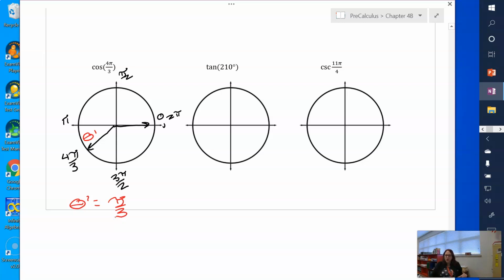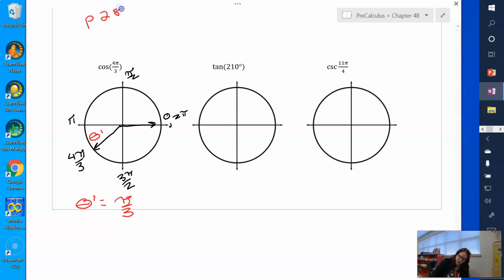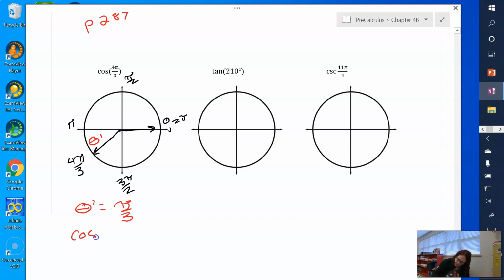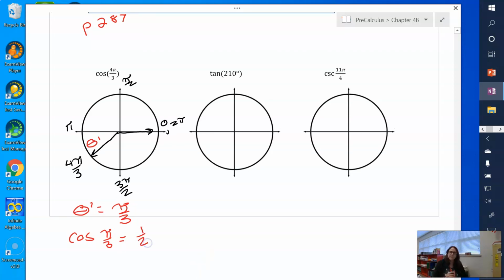So now to find the cosine of 4 pi over 3, I'm going to find the cosine of pi over 3. And you can look in your book, on page 287 is a chart, and it tells me that the cosine of pi over 3 equals 1/2. Now, which quadrant is this angle in? It's in quadrant 3. A, C, T, S. Tangent and cotangent are the only things positive in quadrant 3. So therefore, my cosine of 4 pi over 3 has to be negative. So it's negative 1/2 is my answer.